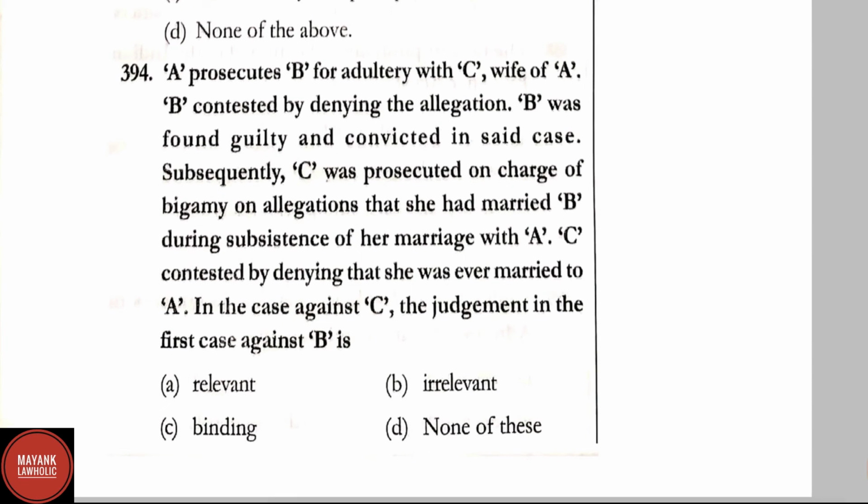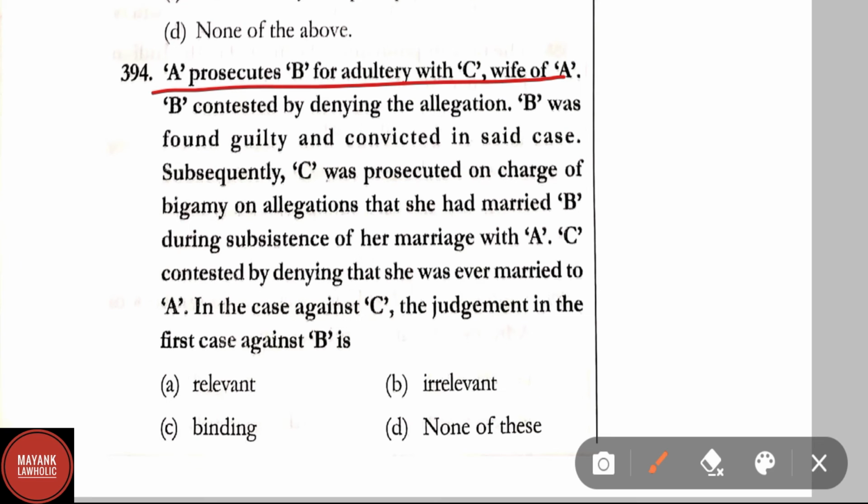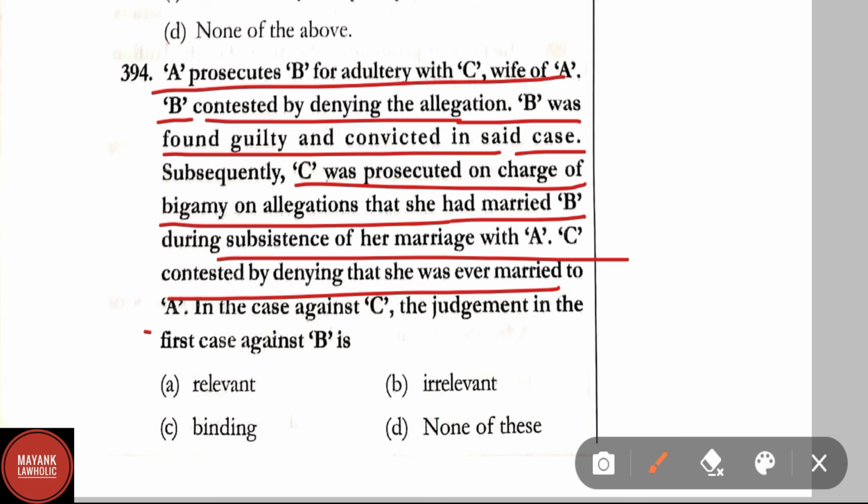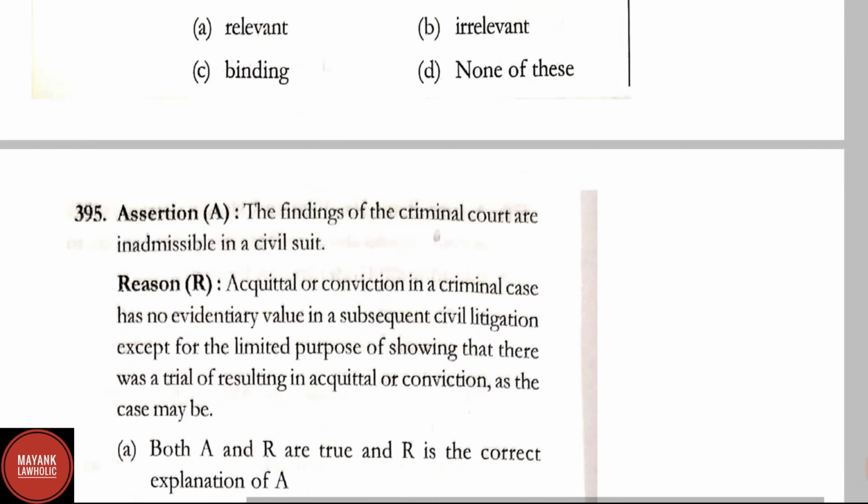Question number 394. A prosecutes B for adultery with C, wife of A. B contested by denying the allegation. B was found guilty and convicted in the said case. Subsequently, C was prosecuted and charged of bigamy on allegations that she had married B during subsistence of her marriage with A. C contested by denying that she was ever married to A. In the case against C, the judgment in the first case against B is, here correct answer is option B, that is irrelevant.